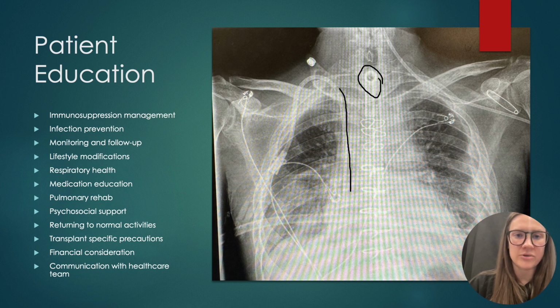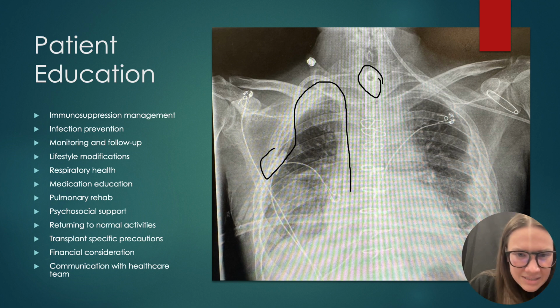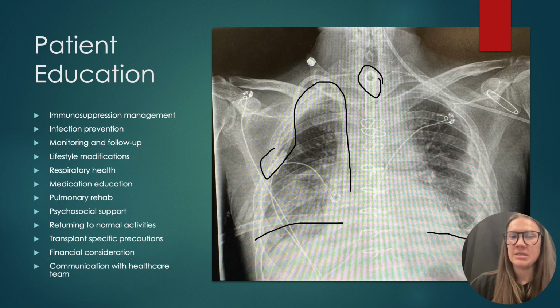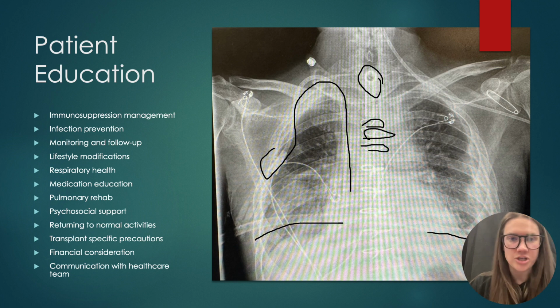Here, it looks like we have a triple lumen catheter. Let's see. We have our Dobhoff still. Is this a chest tube? It looks like he still has pleural chest tubes. His incisions here are closing, look nice. Beautiful incision. Actually, they did a great job. His heart's still looking good.